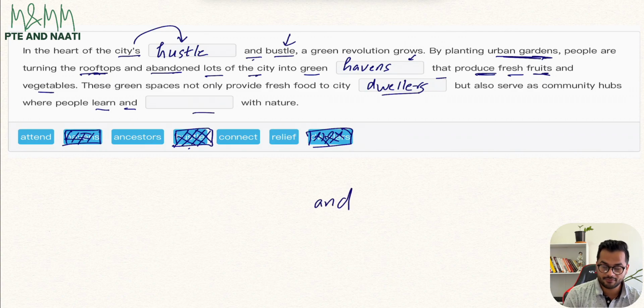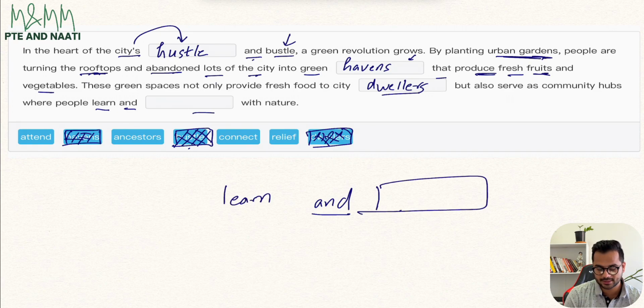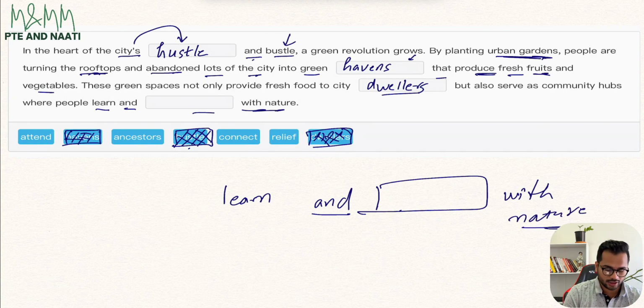So again, we have got the word and over here. We have got the word learn over here. So we need something similar on the right hand side. Learn and something with nature. And that thing has to be related with nature. So what would people do with nature? They would learn and something with nature. Learn and attend with nature. We can't attend nature. That's wrong. Learn and ancestors with nature.